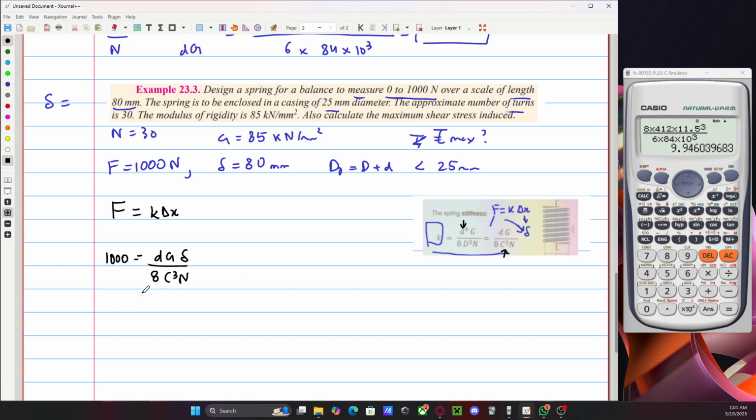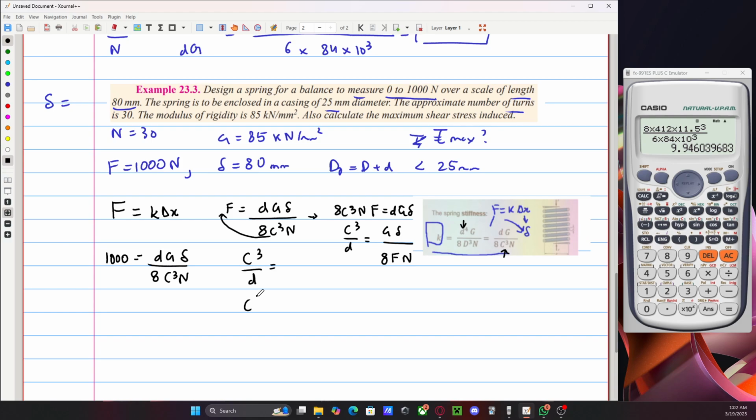Before we do this rewriting, let's just write F equals dG delta over 8c cubed n. We want c cubed over d. If you bring this to the top, this would look like 8c cubed n F equals dG delta. And c cubed over d here would be G deflection over 8F n. So this is what we need to calculate.